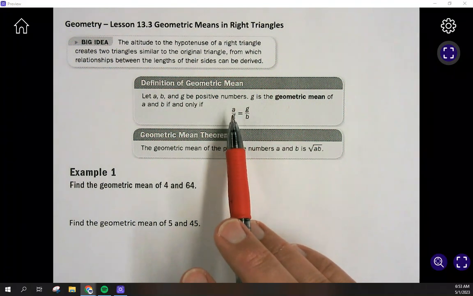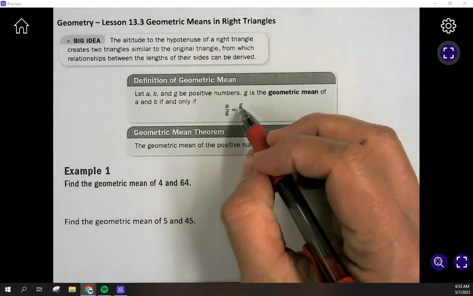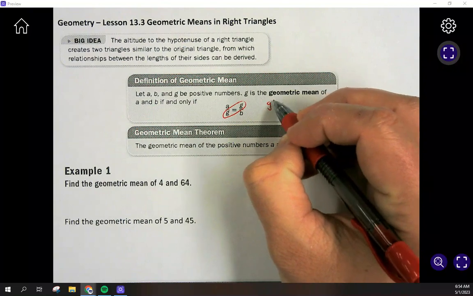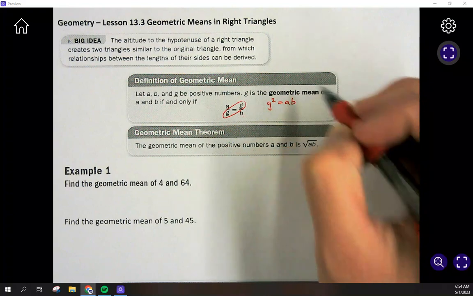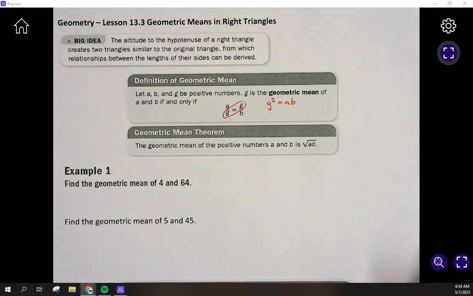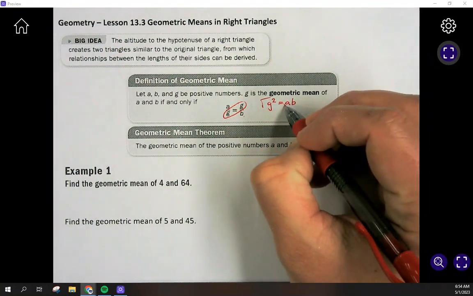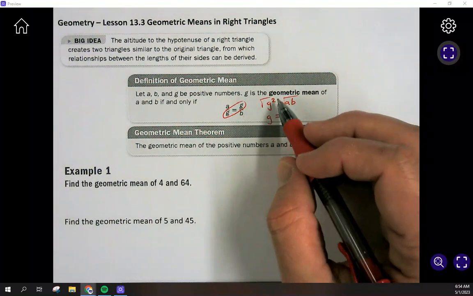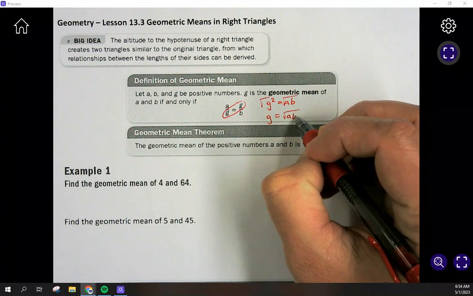So watch what happens. If I set up my corresponding sides and I end up having the same number or the same side length represented here, when I multiply g times g, when I cross multiply, I'm going to have g squared and then a times b on this side. And then if I break that down even further, we know that to get rid of a square, we're going to go ahead and square root. And so to simplify this, we take the square root of g squared, we get g, is going to equal the square root of a times b.